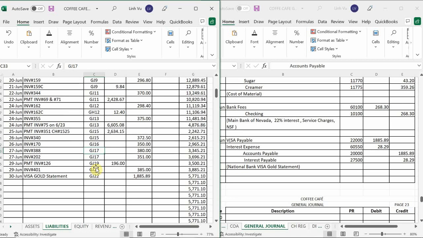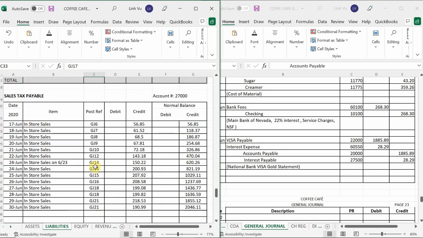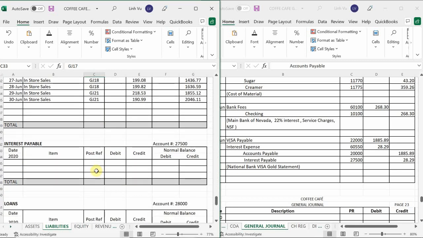Right? Next I have here is interest payable. So I'm going to scroll down here. So here we are, interest payable. You can write Visa credit card interest, which was 18%. Okay. And we got it for $28.29.